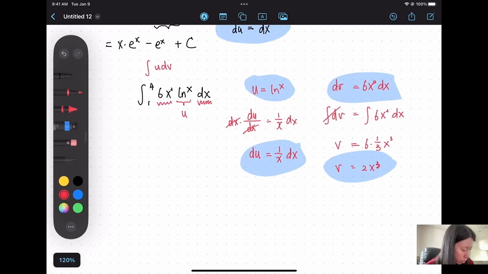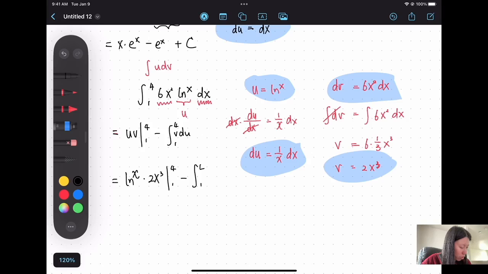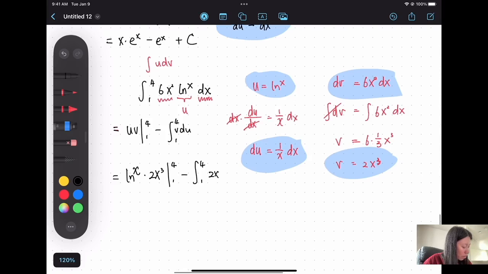Because when we're using the integral by parts formula, I know that this is equal to uv from 1 to 4, subtract the integral of v du also from 1 to 4. Alright, so now I can just do the substitution. u is ln of x times our v, which is 2 times x cubed, again from 1 to 4, and then minus the integration from 1 to 4, our v is 2x cubed, and then our du is 1 over x times dx.